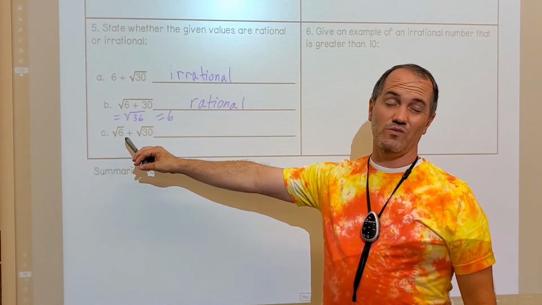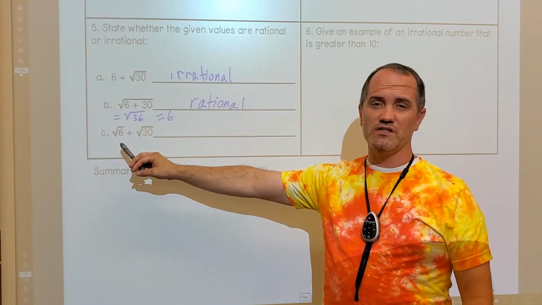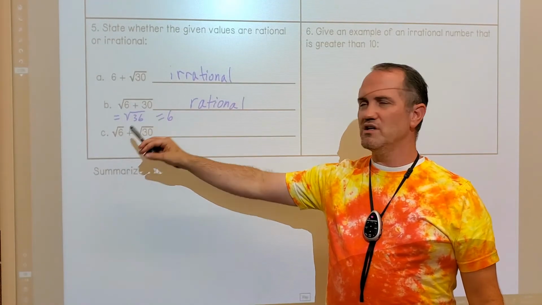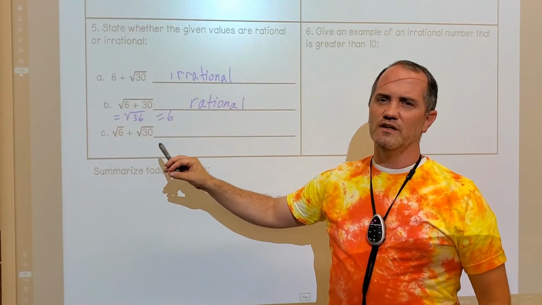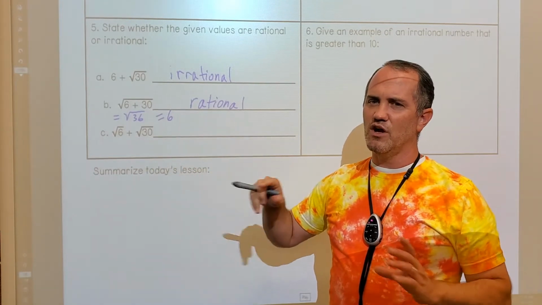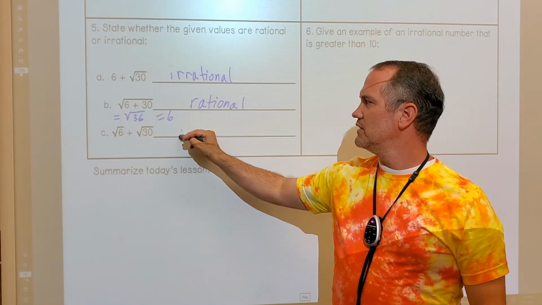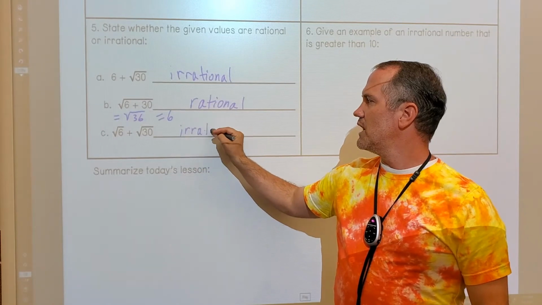And then here you have crazy stuff, 5 point whatever, and the square root of 6 would be 2 point a bunch of crazy stuff. So a bunch of crazy stuff plus another bunch of crazy stuff doesn't actually make something that's not crazy stuff. It is still going to be irrational.